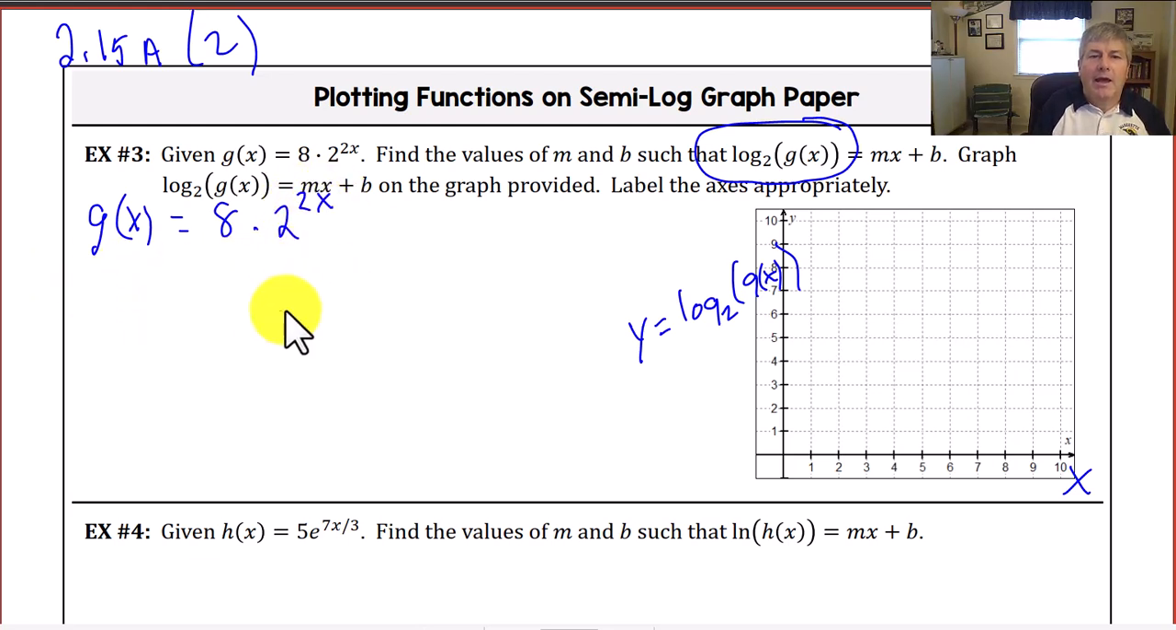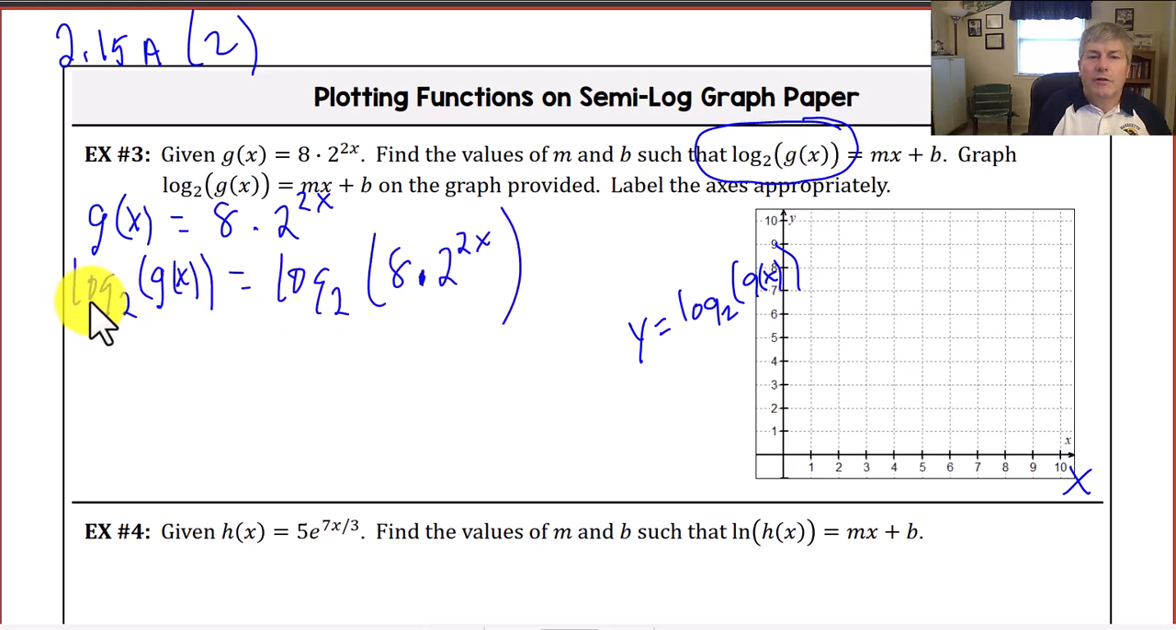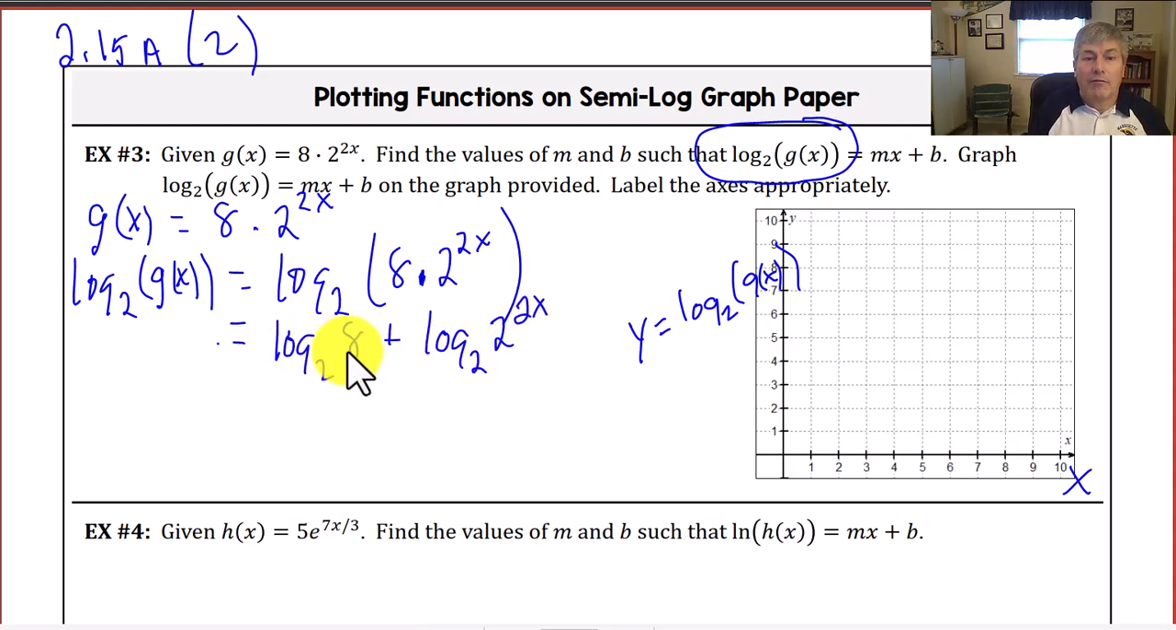So we begin by just writing down our function, 8 times 2 to the 2x, and then we're going to go ahead and log base 2 both sides. So now I've log base 2 both sides, and on the right-hand side, I'm going to apply my properties of logarithms and do some simplifying of the right-hand side. So we're going to invoke the product rule and the power rule and simplify that. So I have log base 2 of 8 plus log base 2 of 2 all raised to the 2x.